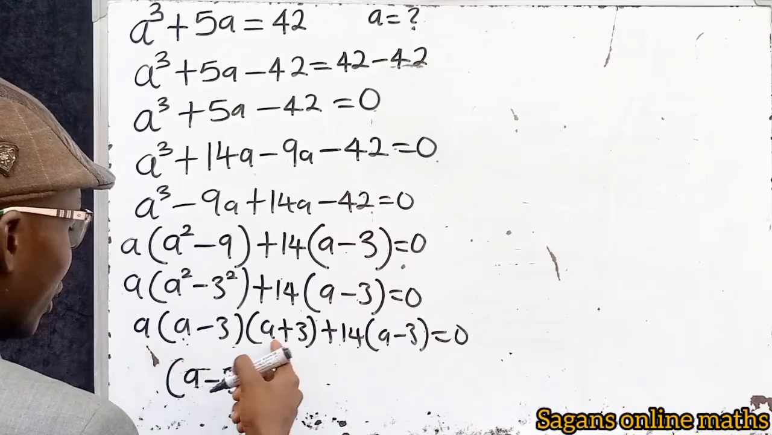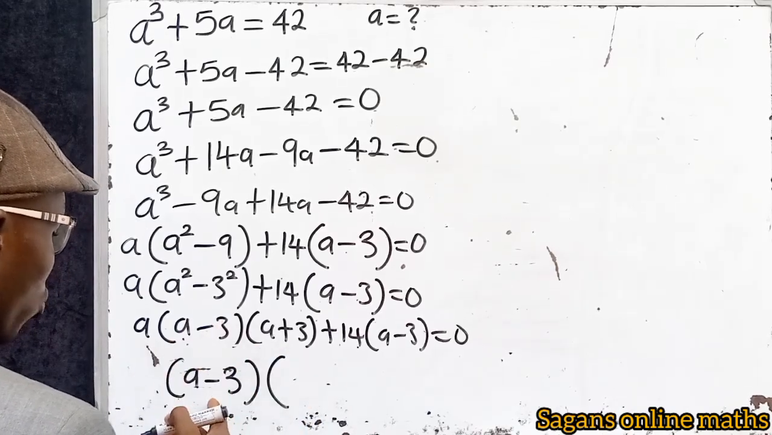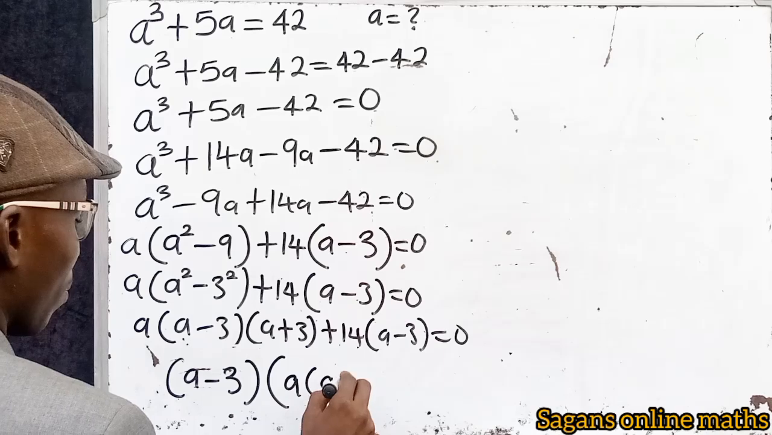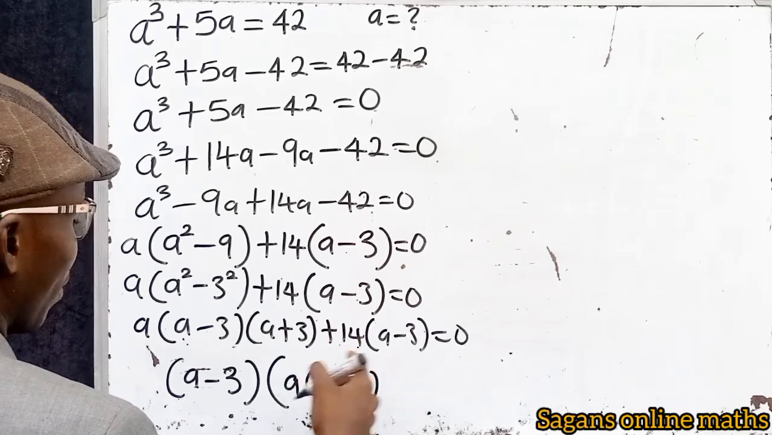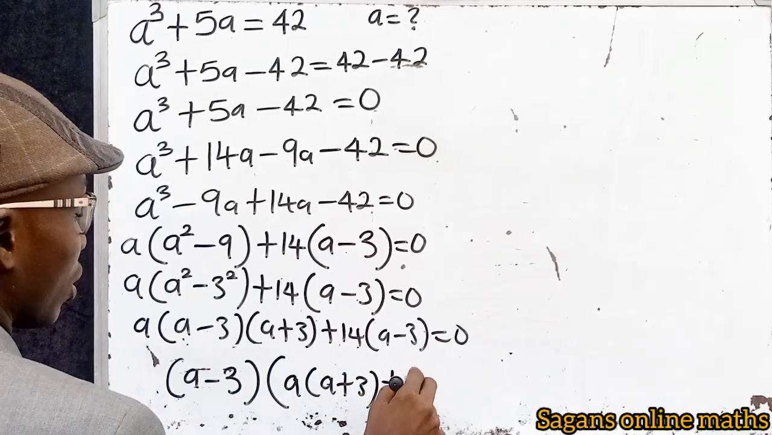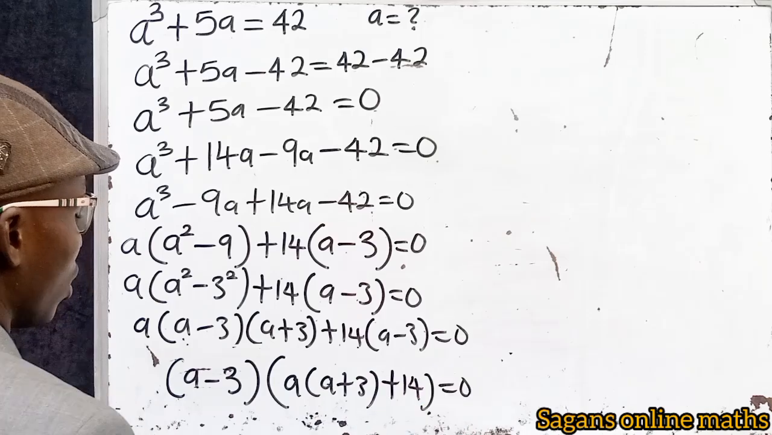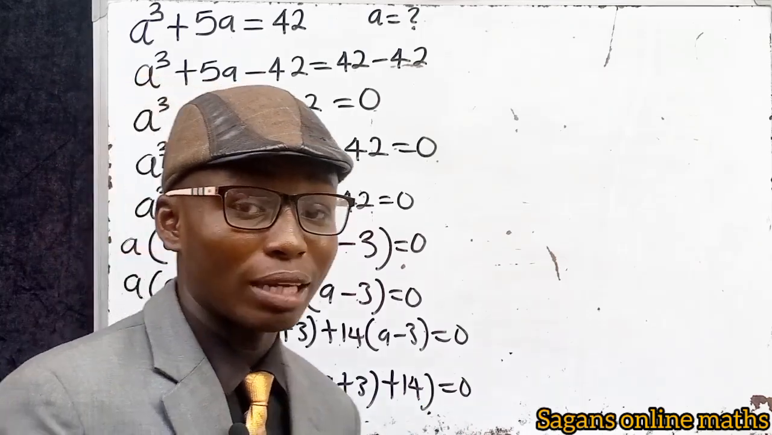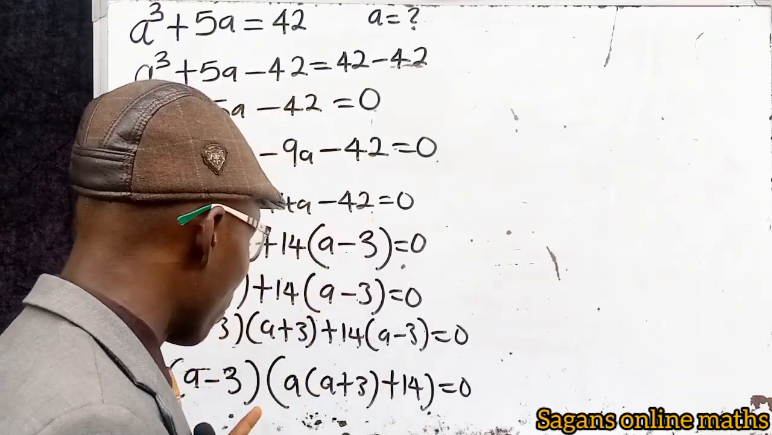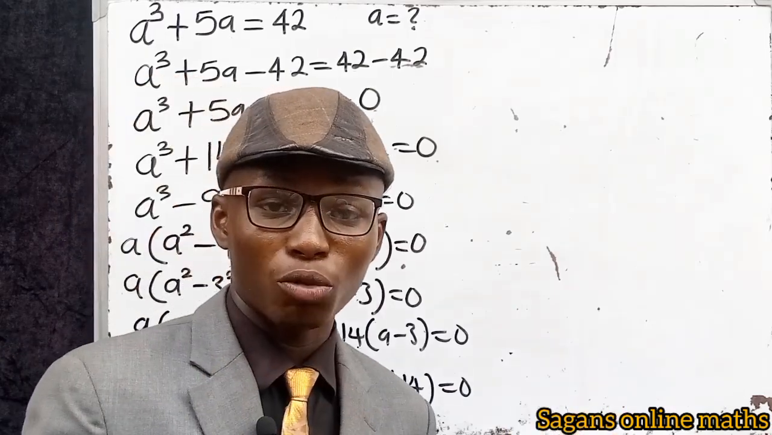If you divide the whole of this by this, this will cancel out this. We are left with a into a plus what? 3. If we divide the whole of this by this, we are going to have just what? Plus 14, right? All this equals to what? 0. Now remember, when the product of two terms is equal to 0, it means that each of the parentheses is equal to 0, or you can see that both of them are equal to what?